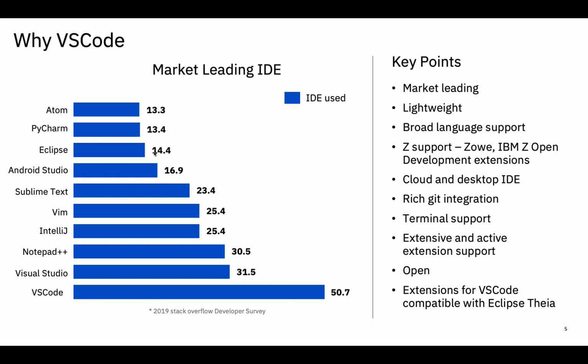So what are the key points? Why? And we're going to get into the demo. Lightweight, launches really fast. The footprint is light, but then you add the extensions that help you do your work. Broad language support, broad Z support. There's a Zowe extension, which I'll show later, the IBM Z Open Development extension, the DB2 extension. You can run it in the cloud. You can run it in Kubernetes.